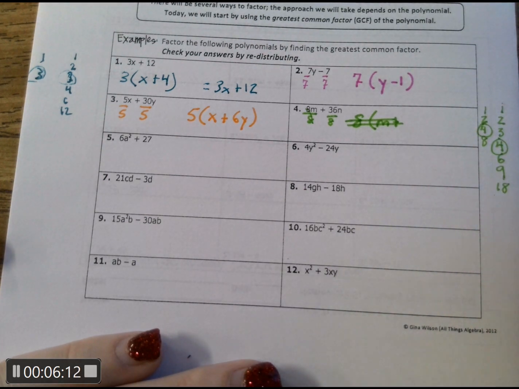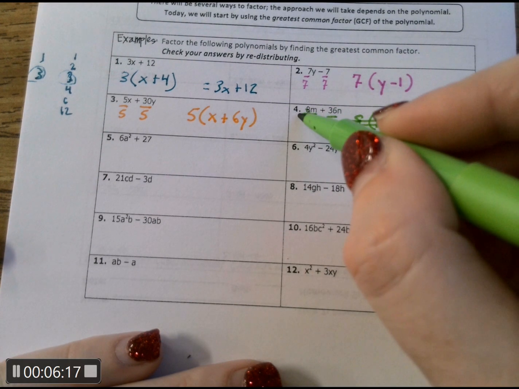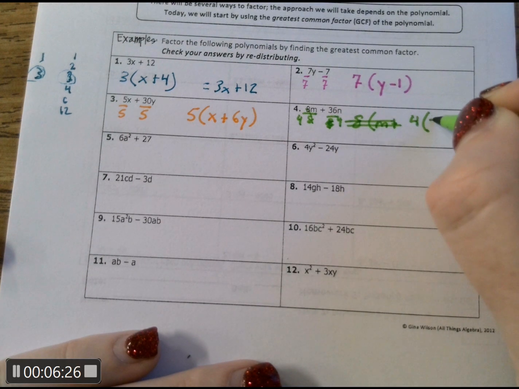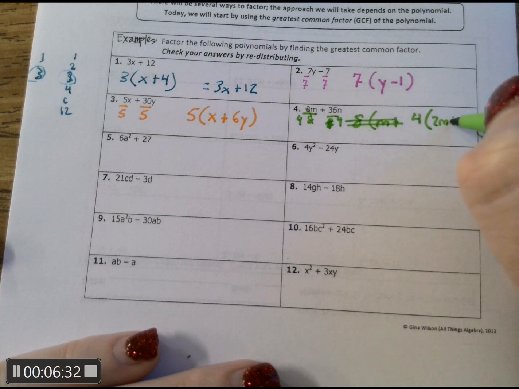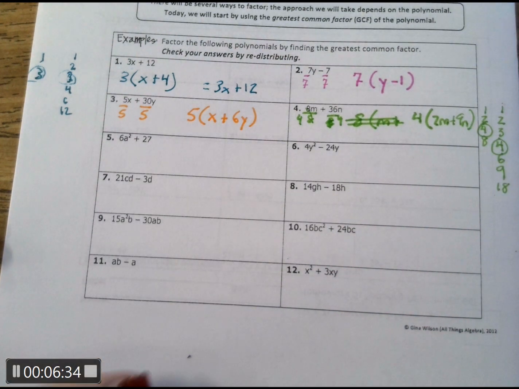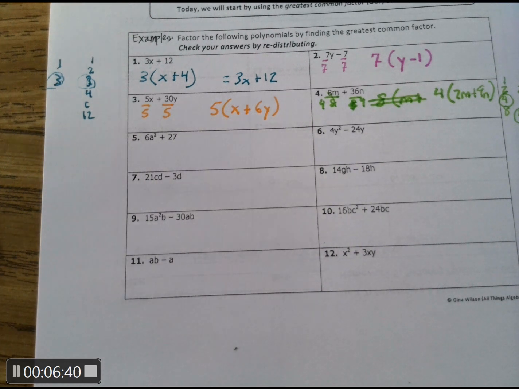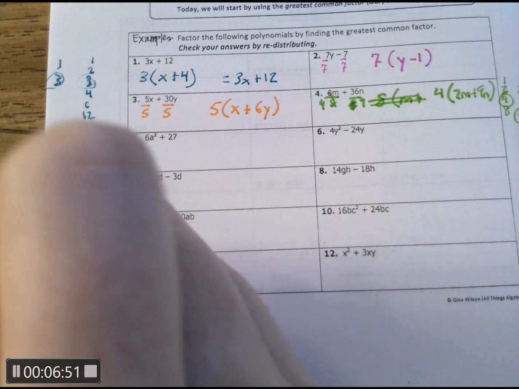Okay? Sorry, guys. And so we're going to have 4 on the outside of our parentheses. And then we're going to divide both sides by 4, not 8. So then 8 divided by 4 is going to give us 2m. And 36n divided by 4 is going to give us 9n. Alright, sorry about that. Okay. For the next one, we have 6a squared plus 27. So start by listing your factors of 6 and 27.